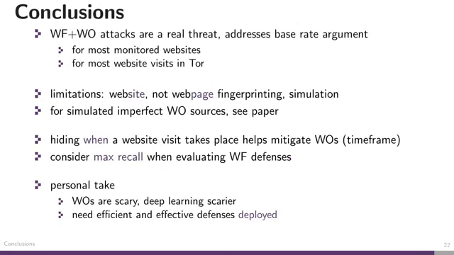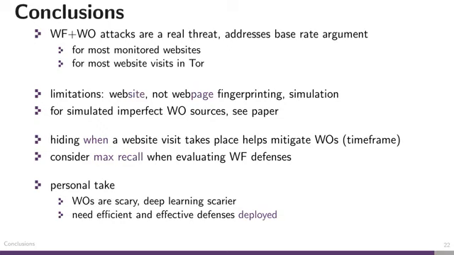So our conclusions are that website fingerprinting, website Oracle attacks are a real threat, at least in the sense that they address this base rate challenge for website fingerprinting attacks. Oracles address this at least for most monitored websites and for most website visits done over Tor, as the measurements tell us. There are some key limitations in our work, of course. We only do website and not web page fingerprinting, and everything is simulated. We've done some network measurements in the paper on Oracle sources, but in most parts we are simulating things, of course.